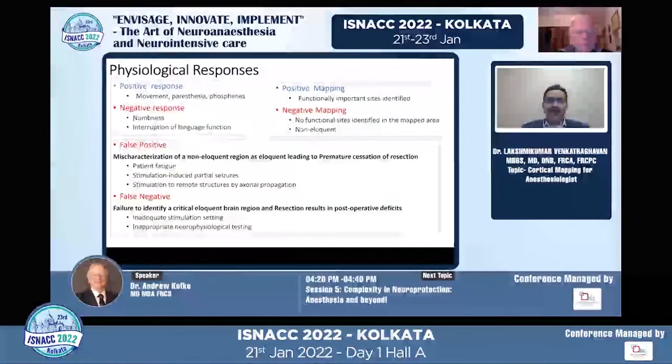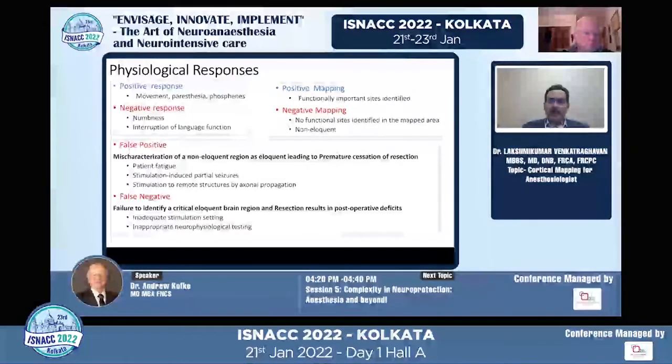The false positive is a mischaracterization of a non-eloquent region as an eloquent region, leading to premature cessation of resection. Common causes of false positives are patient fatigue, stimulation-induced partial seizures, and stimulation of remote structures by axonal propagation. In contrast, the false negative is the failure to identify a critical eloquent brain region. If you go ahead and do a resection, it results in a postoperative deficit. The causes of false negatives are inadequate stimulation settings and inappropriate neurophysiological testing as well.